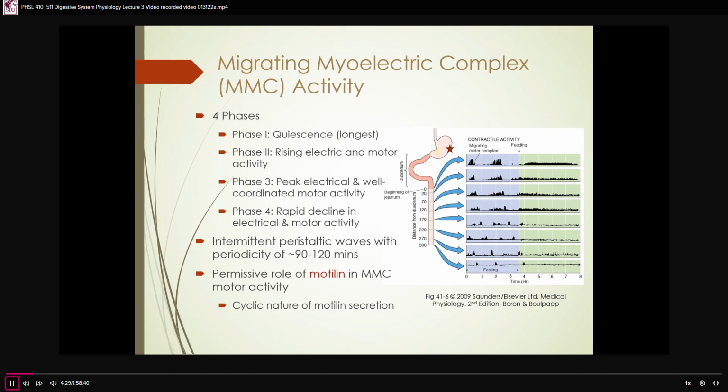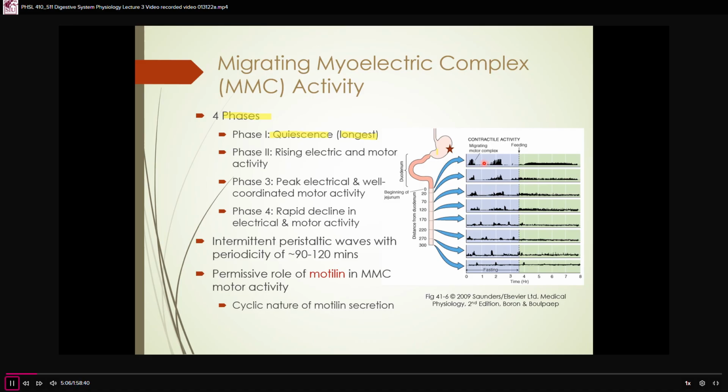So with this MMC, migrating myoelectric complex activity, it is a pattern of activity. It's one of those pre-programmed patterns of activity that's coordinated by the enteric neural networks in the enteric nervous system, in the stomach and the small intestine in the fasted state. It has multiple phases. So in phase 1, this is that long period of quiescence when there's that minimal motor activity and electrical activity going on. It's the longest part of the phase, and it will last for about 90 to 120 minutes.